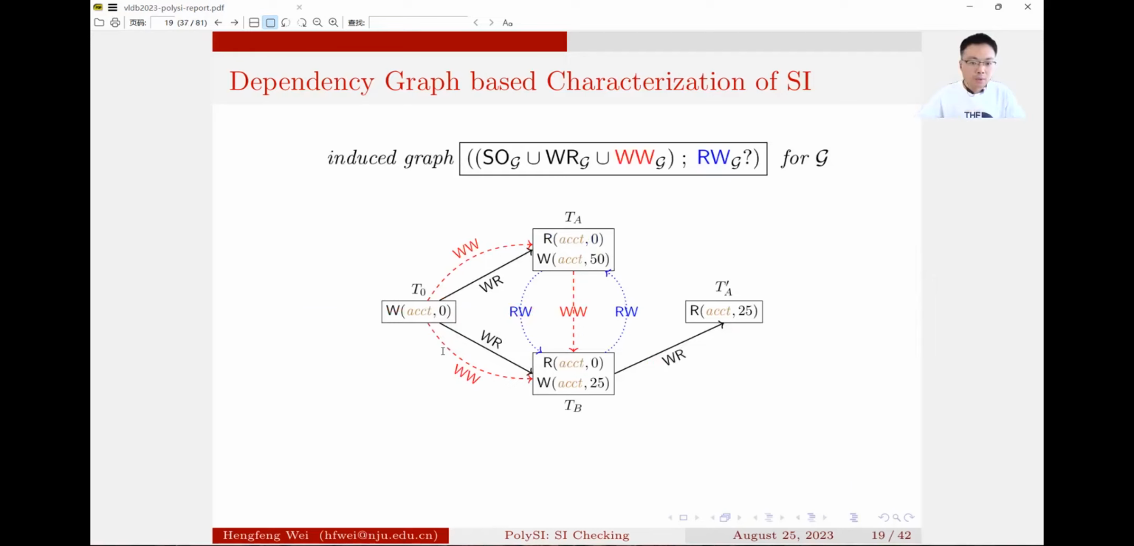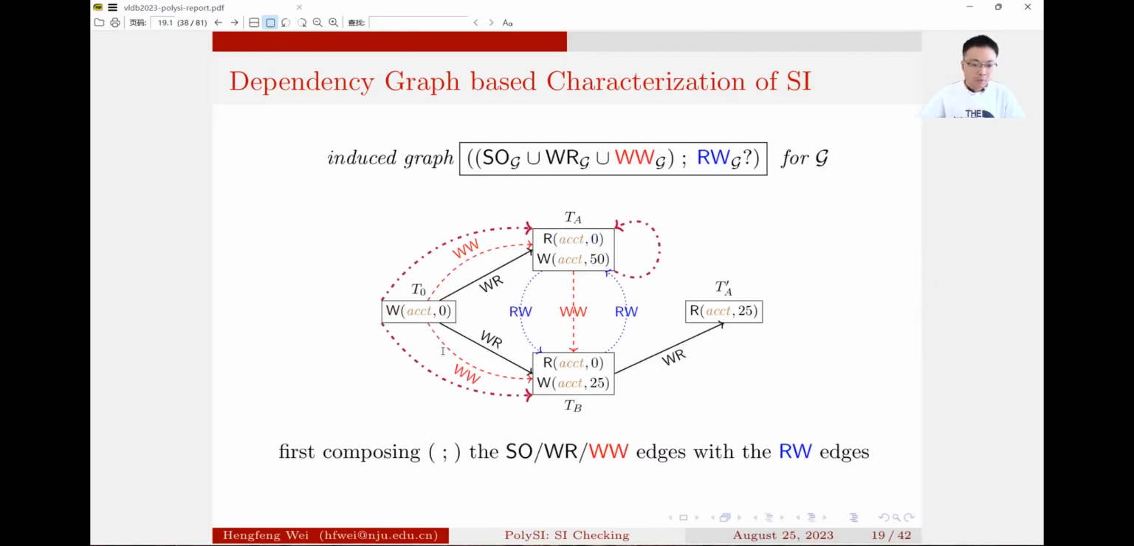To get the induced graph of a dependence graph, we first compose the SO, WR, or WW edges with the RW edges. For example, the dependence graph will have TA before TB in terms of WW, and TB before TA in terms of RW. And by composing these 2 edges, we can add an edge in the reduced graph from TA to itself. Then we delete all the RW edges to get the final induced graph.